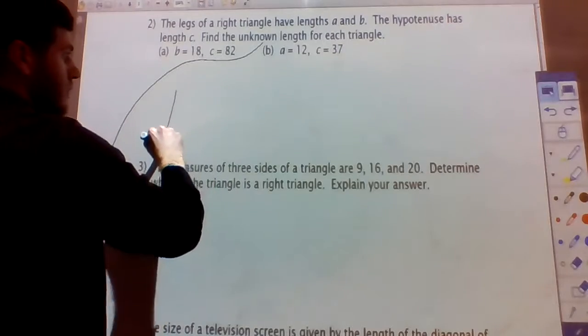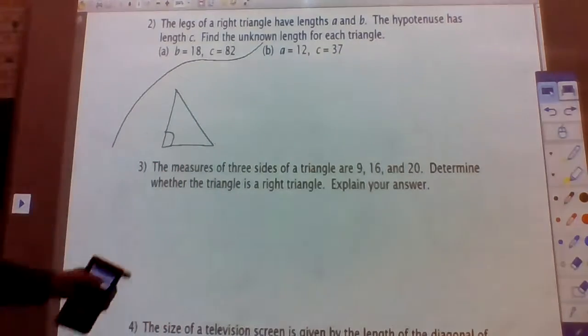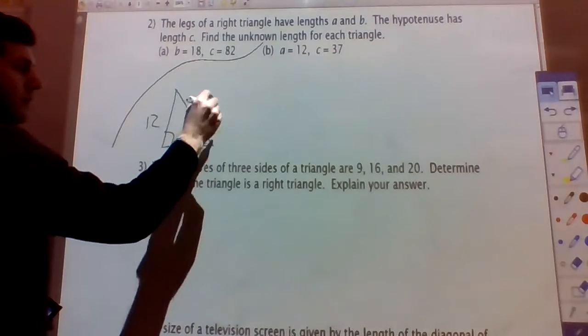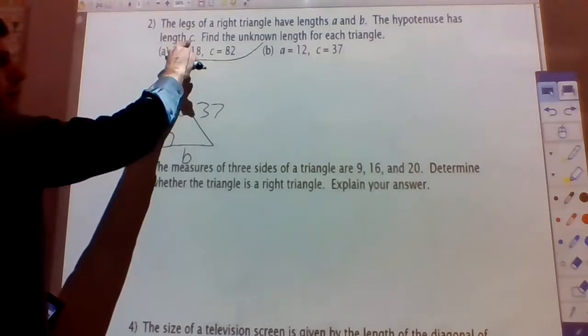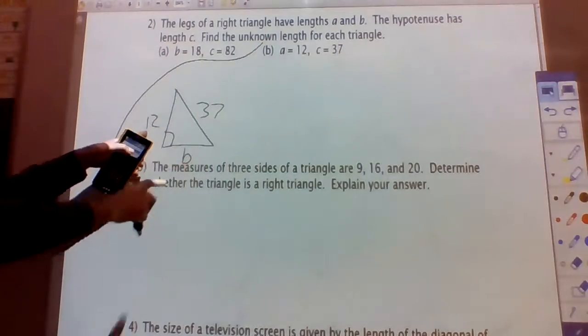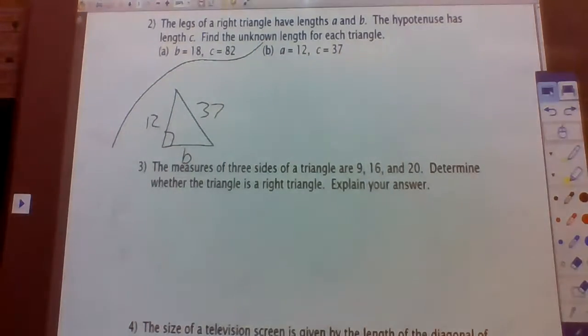So now we have a right triangle. A is 12. We don't know B, and then C is the hypotenuse, which is 37. We know C is the hypotenuse because it tells us. We know A and B are the legs. So A is 12, B is just B because we don't know what B is.